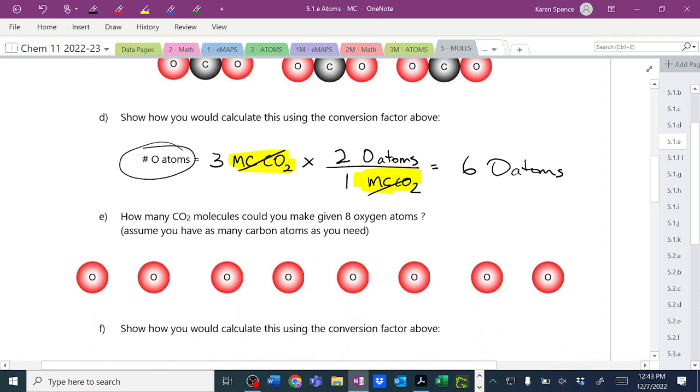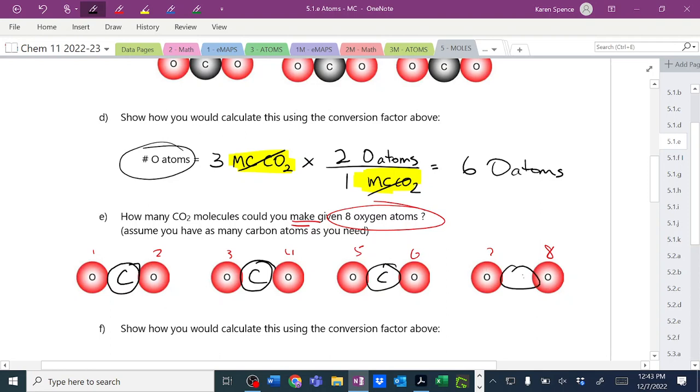Next, how many CO2 molecules could you make if you were given 8 oxygen atoms? So here's our 8 oxygen atoms: 1, 2, 3, 4, 5, 6, 7, 8 oxygen atoms. How many CO2s can we make? 4. 1, 2, 3, 4.